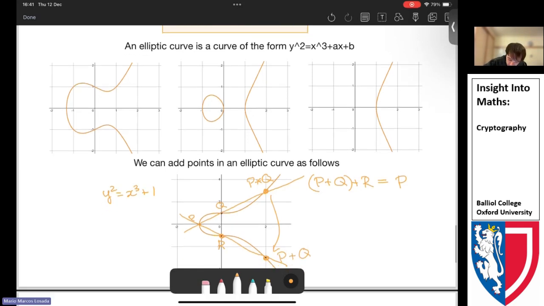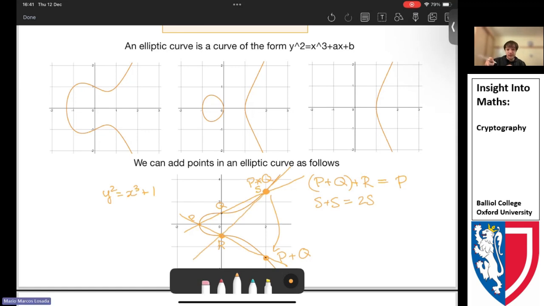Let's just do an example. If you take this point here, let's call it S, and I want to add it to itself, namely compute S plus S, or 2S, which would be the same thing, what do I do? Well, I draw the tangent line to S.